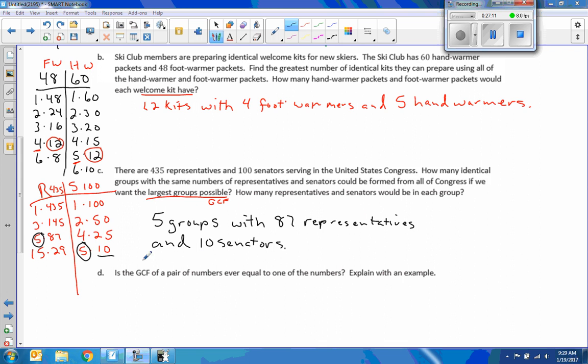Okay, when I pause this, I notice I made a mistake. 5 times 10 is not 100. 5 times 20 is 100. So it's 20 senators. So fix that.